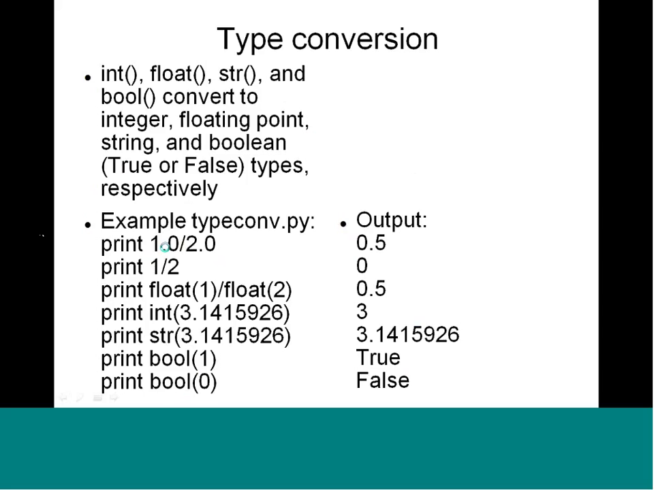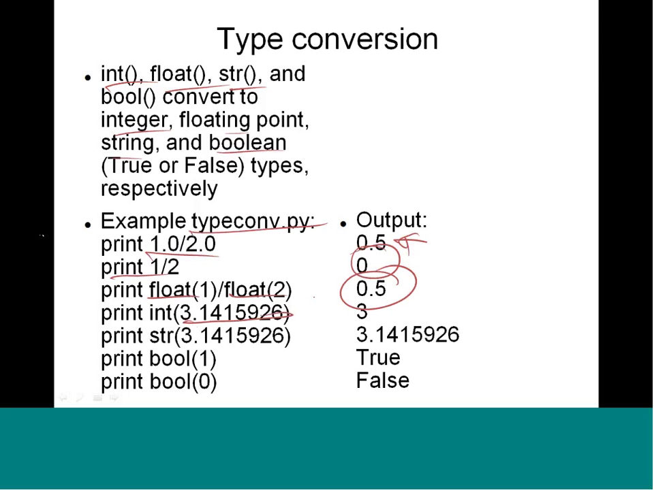So now let's look at some of the type conversions. Int, float, string, boolean convert values to integer, floating point, string or boolean. The boolean will have just true or false respectively. So here is a type conversion routine. If you print 1.0 by 2.0 the output is 0.5. Print 1 divided by 2, they are integers, so output is 0. You can also specifically mention float 1 divided by float 2 and the result is 0.5.